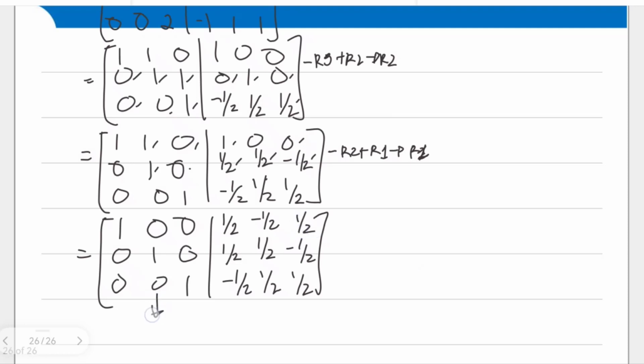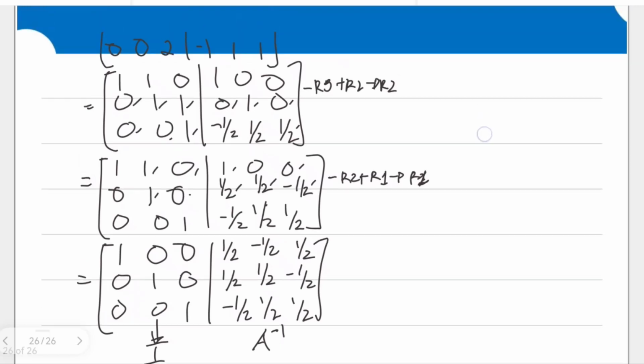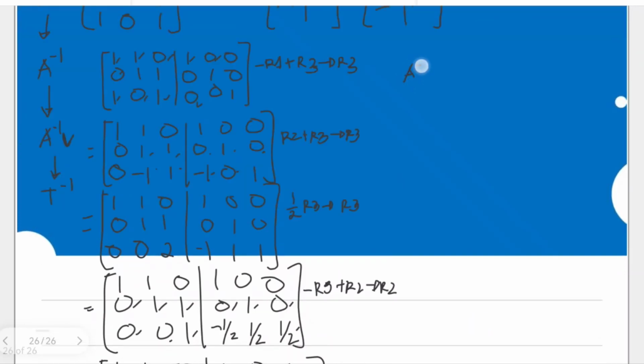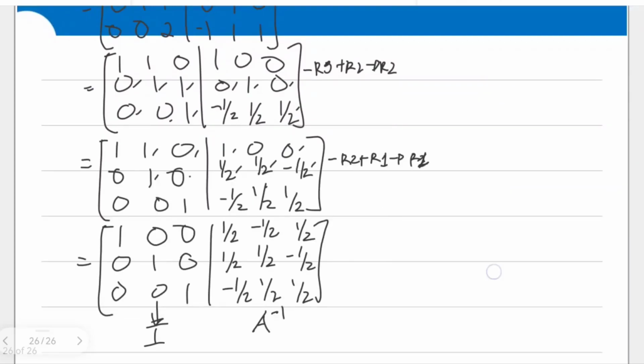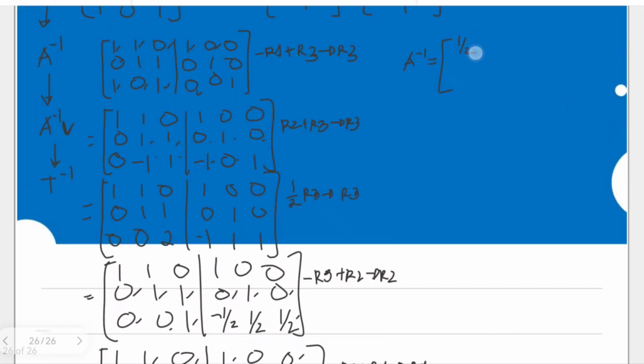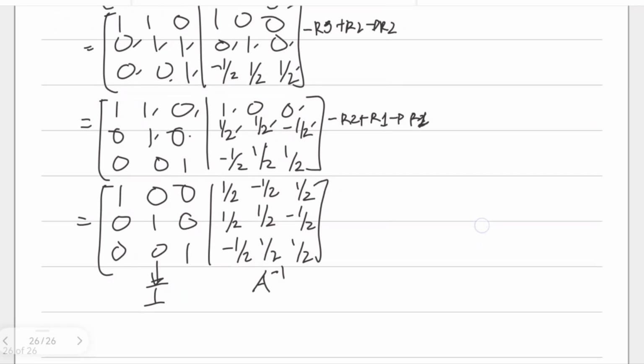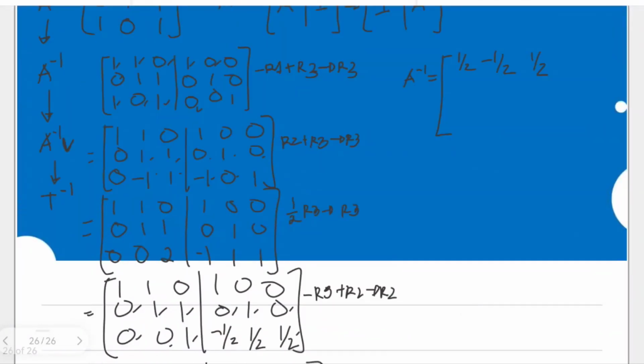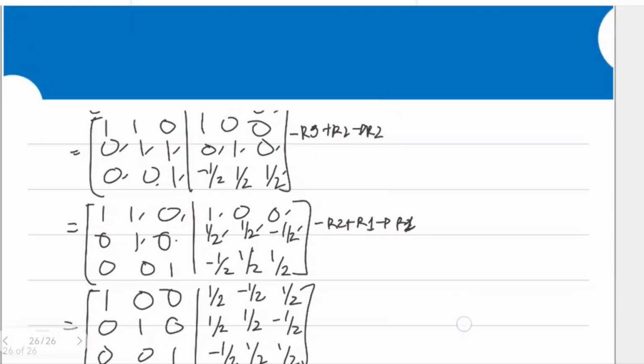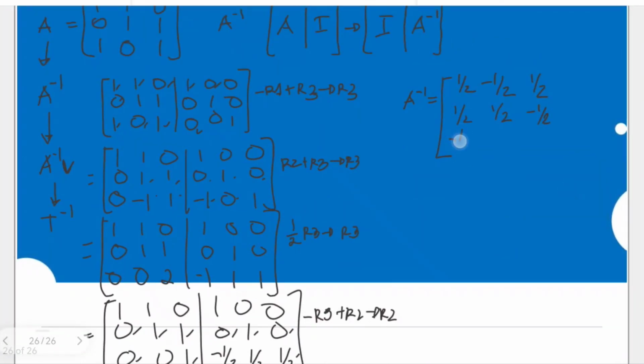This now reaches our identity in 3 by 3 matrix, and this would be our inverse of A. Okay, so that would be our inverse of A. Let me rewrite here the inverse of A. So 1 half, negative 1 half, and then 1 half. Then you have positive 1 half, positive 1 half, negative 1 half. And negative 1 half, positive 1 half, positive 1 half.